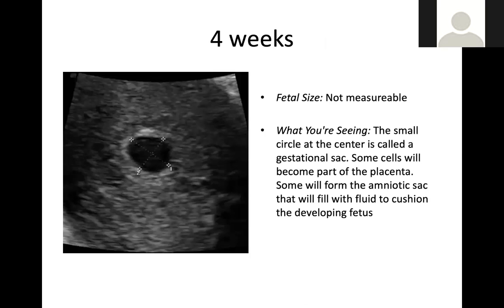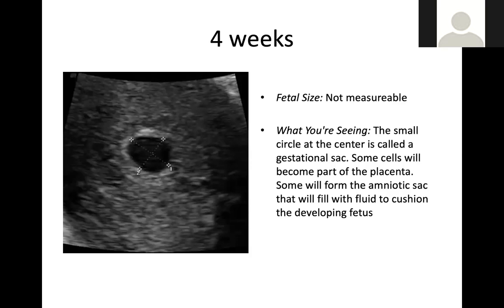So here's 4 weeks. The fetal size is not measurable because it's just a little thing of cells right now, even though it's more than 32 cells, because we know it was 32 cells at about 6 to 7 days. This is 4 weeks, so you take that times about 4. What you're seeing here though, the small circle at the center, is called the gestational sac, okay? Some cells will become part of the placenta and some will form the amniotic sac that will fill with fluid to cushion and develop the fetus.